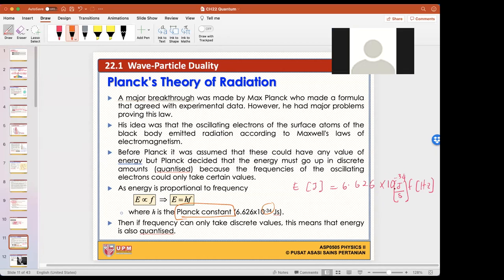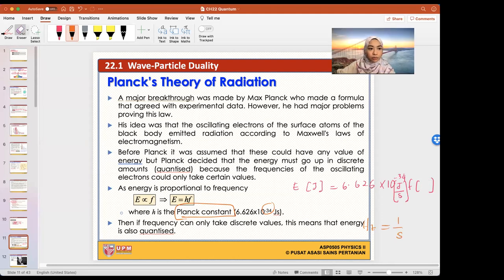The frequency is s to the power of negative 1. Yes. Frequency is hertz or 1 over second. Right, so frequency in this case is 1 over second. This is joule second. Sorry, it's not joules per second. I made a mistake here. I'm sorry. Okay, so joule seconds, times 1 over second, so the seconds cancel out. So you are left with joules, okay?